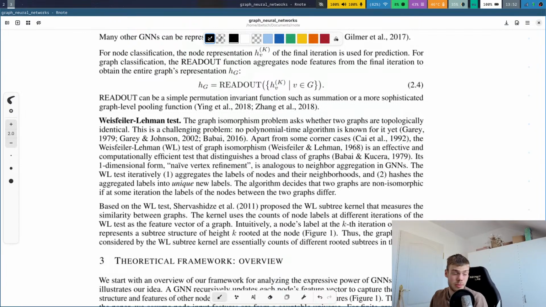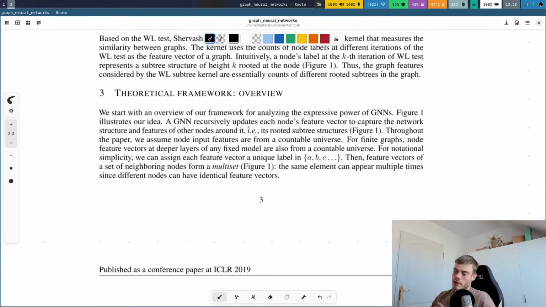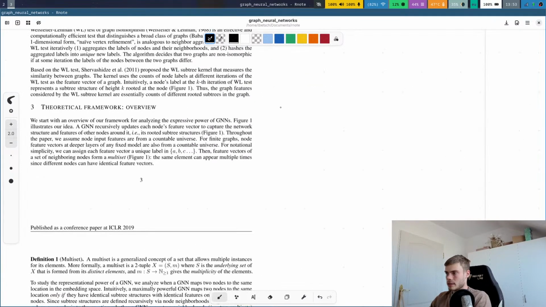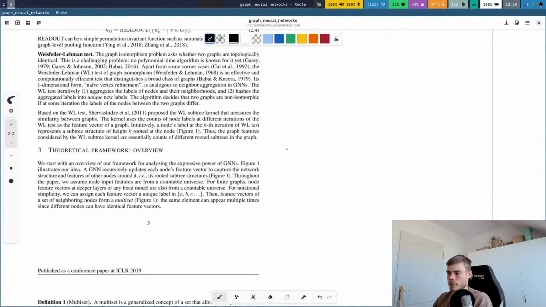Basically, you assign labels to vertices, and then you see, yeah. So this is obviously not enough to understand what the test is actually doing, but that's okay. All right, so now they introduce their theoretical framework for assessing the representative power of a graph.